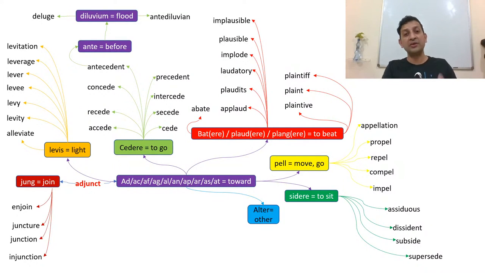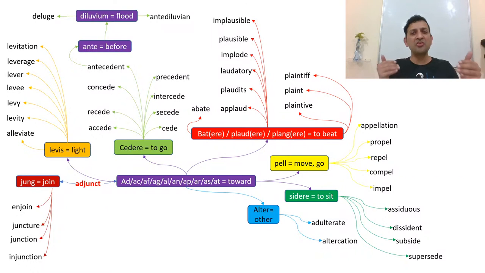Alter means other. You take ad, you put them together, you get a word called adulterate, ad-alterate, which means to add something else in it, something other than this. So we talk about food adulteration when something else has been added to what was the genuine item. Alter gives us other words called altercation. An altercation is a severe argument, not fisticuffs, not a physical fight, but a very vocal, very aggressive argument between people. When you have a different point of view and you argue with the other, that's altercation.